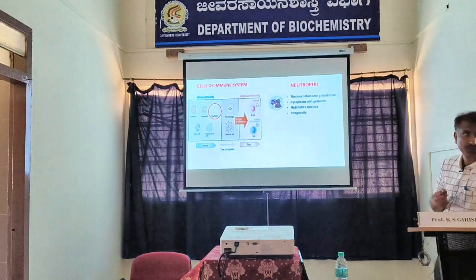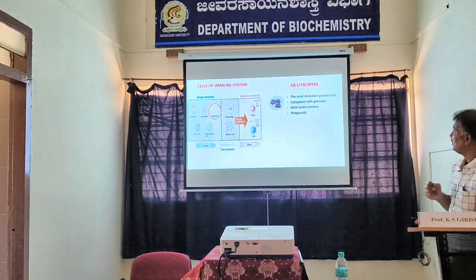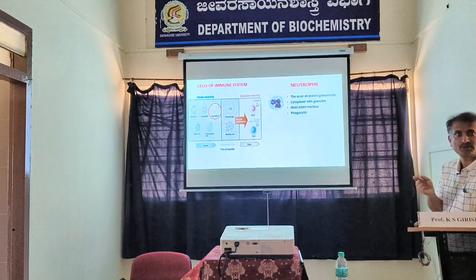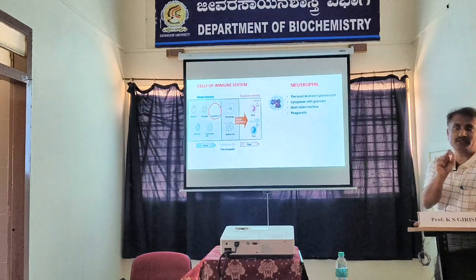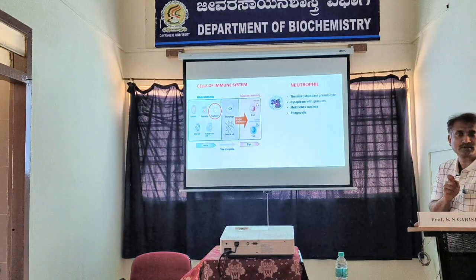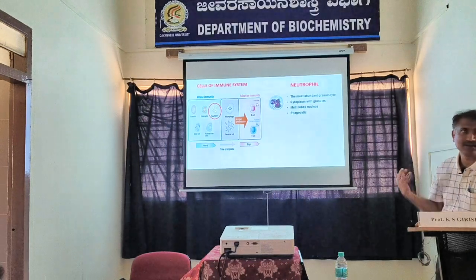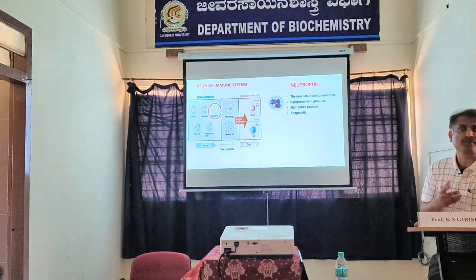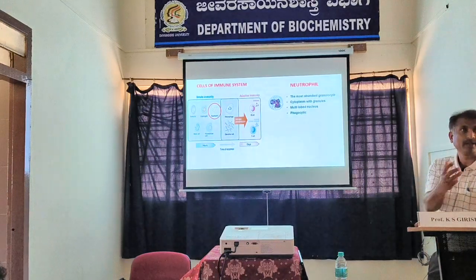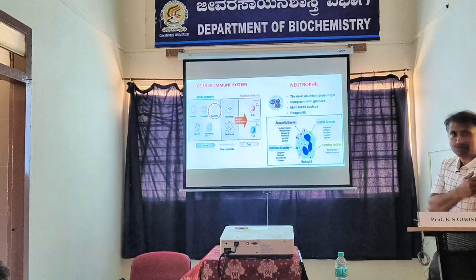So what is a neutrophil? Neutrophil is an innate immune cell. It is the most abundant granulocyte. Since it is a granulocyte, you can find many granules in their cytosol. And it has a multi-lobed nucleus. That's why we can call these cells polymorphonuclear cells. And they are phagocytic in nature. They can engulf the invading microorganisms by phagocytosis.